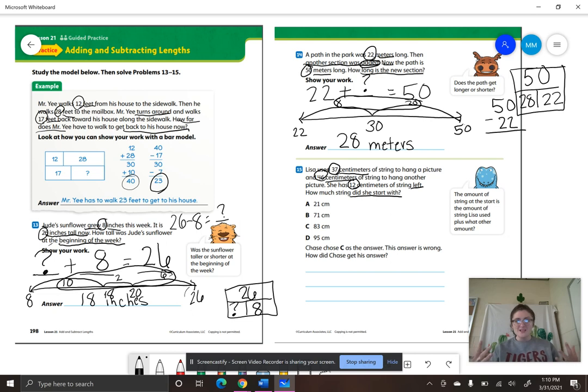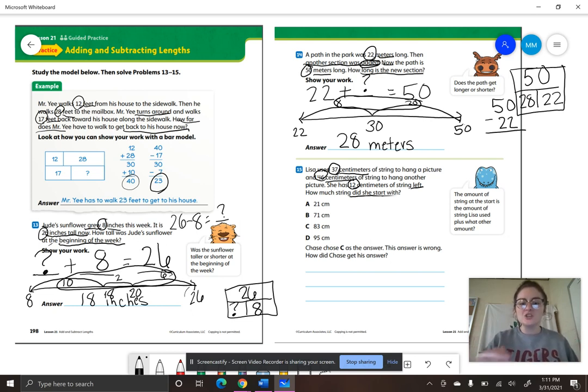Okay, so this is telling us that she had a big bundle of string, right? She used 37 of it to hang a picture. Then she used 46 of it to hang another picture. But she still has some left. So we have 3 parts. Do we have a whole that we are working with? We do not. So we need to find how much she started with.